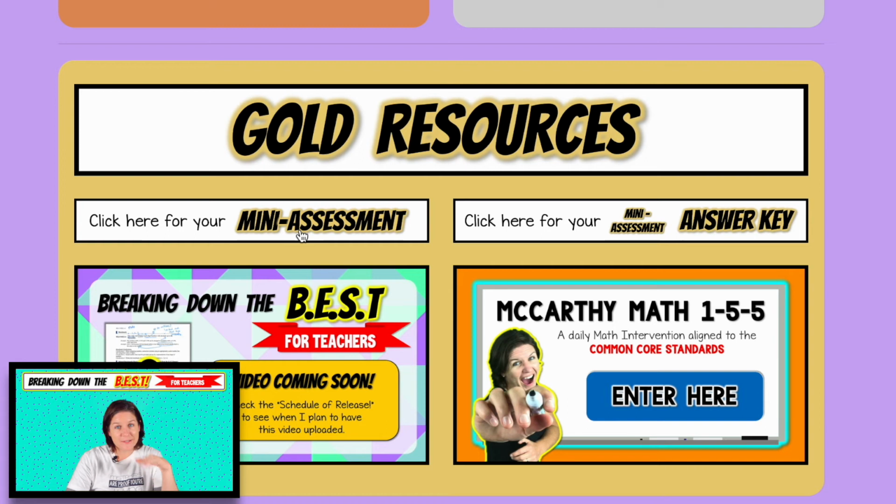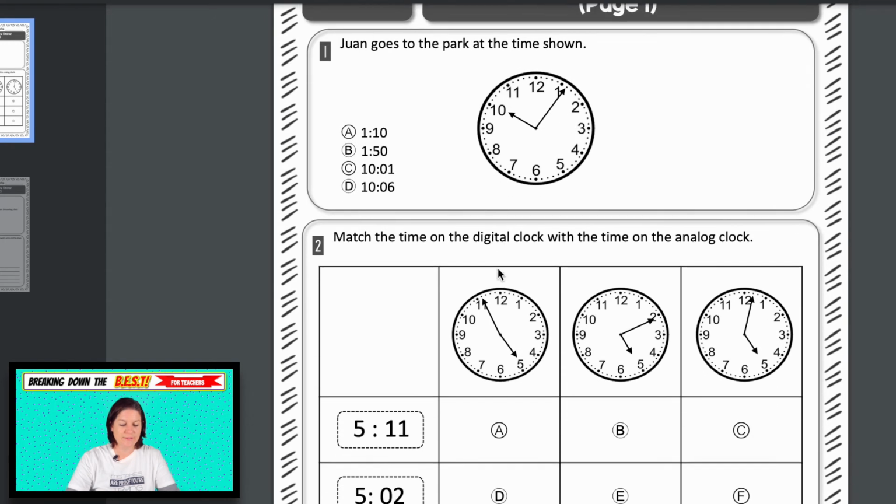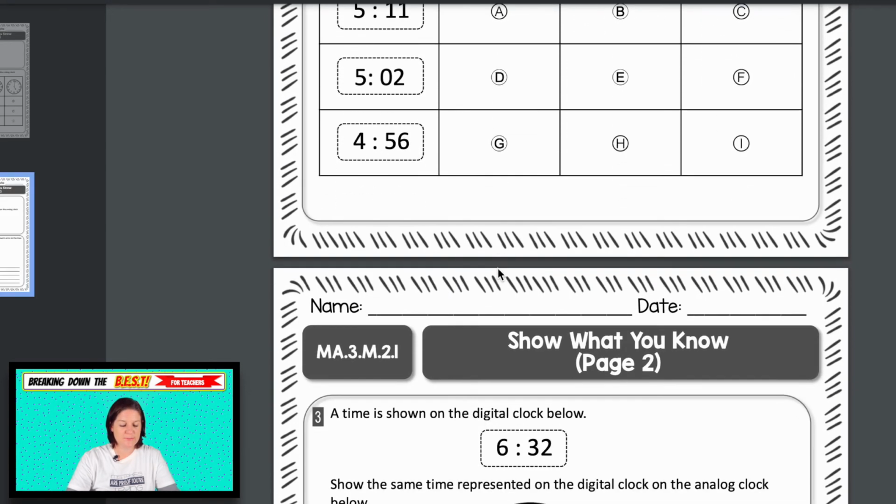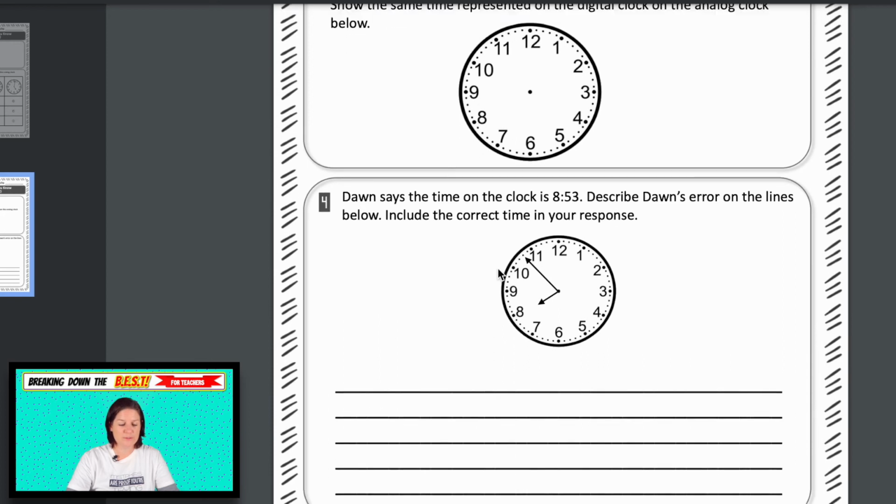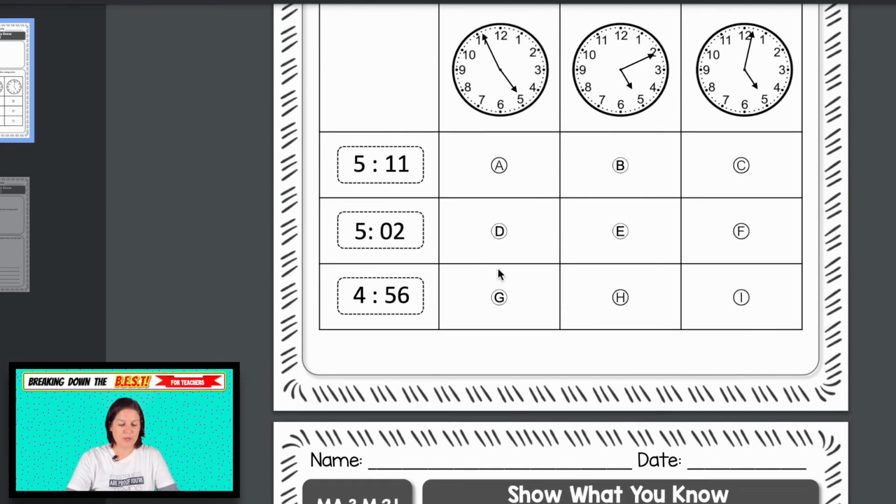But the main reason for getting the gold membership is because you wanted the mini assessments. So here's a copy of a mini assessment. It's just like 4 to 5 problems depending on the benchmark, right?